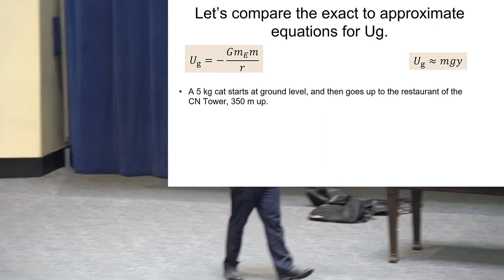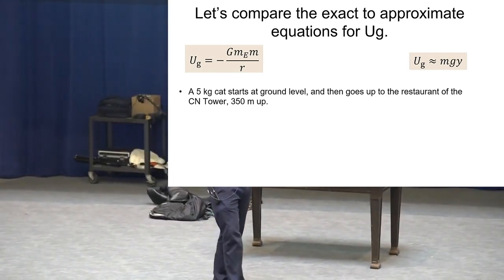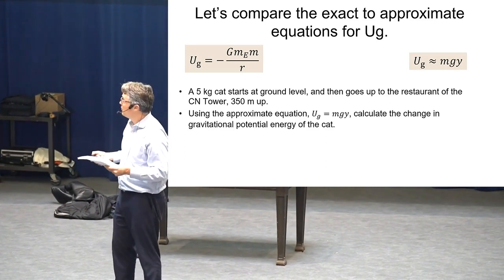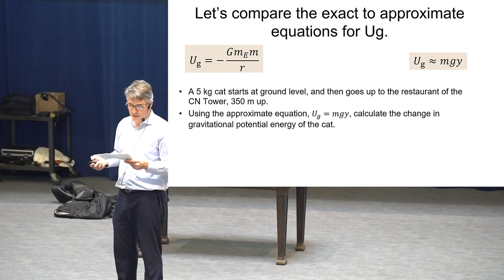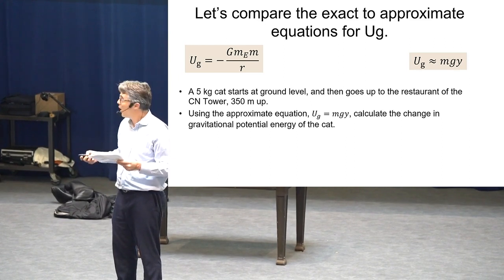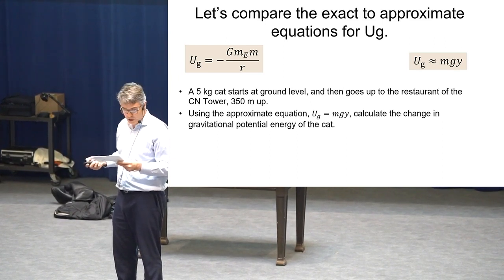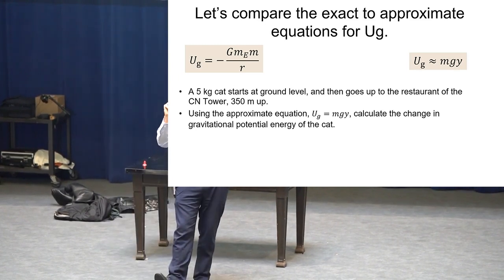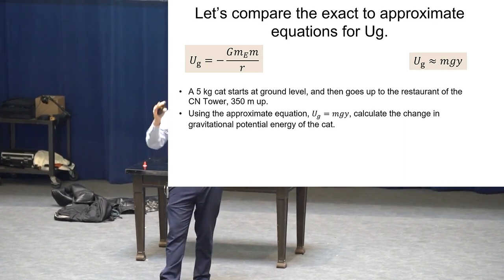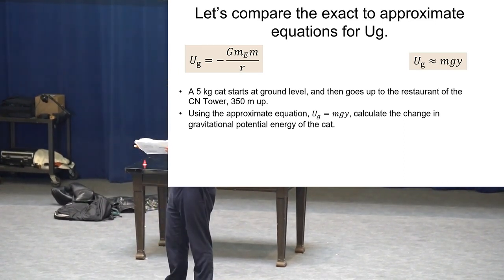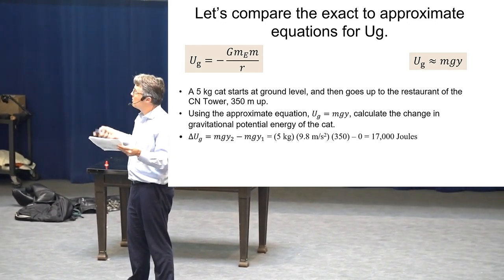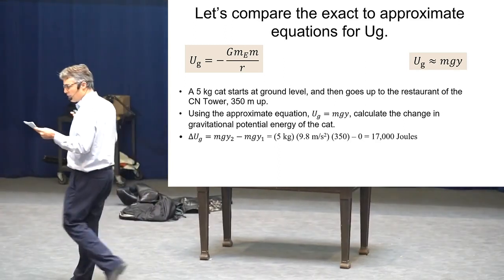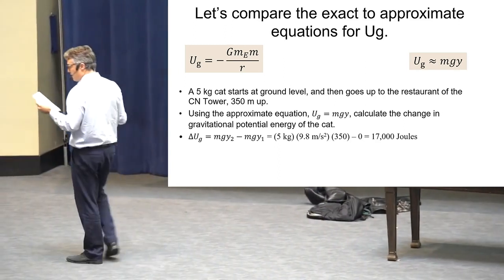A cat starts at ground level and goes up to the restaurant of the CN Tower. How are we going to do that? Well, we could use the approximate equation U sub g equals mgy and calculate the change in gravitational potential energy of the cat. Remember, it's always the delta U that matters physically, the change, not the absolute value. So delta U is mg, which doesn't change, times y2 minus y1. So it's 350 meters minus 0. Then you get 17,000 joules.